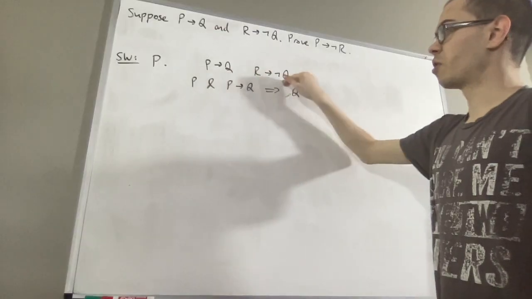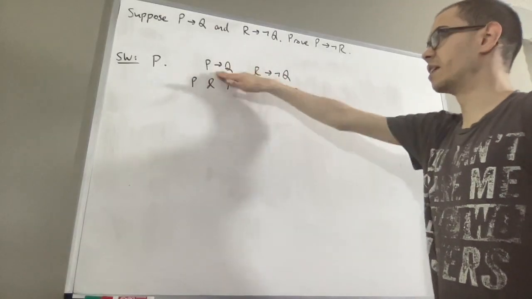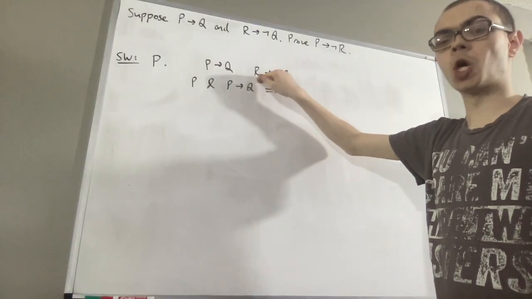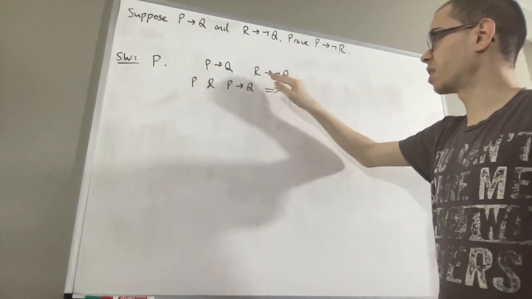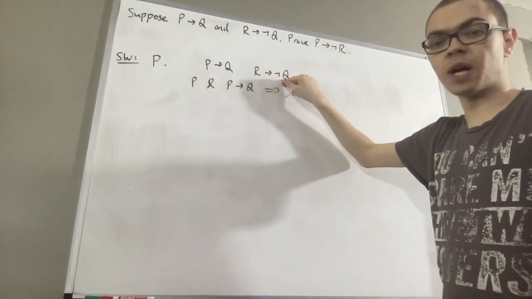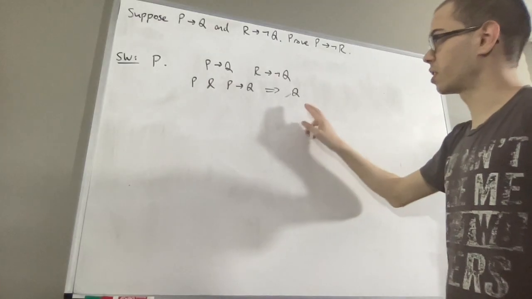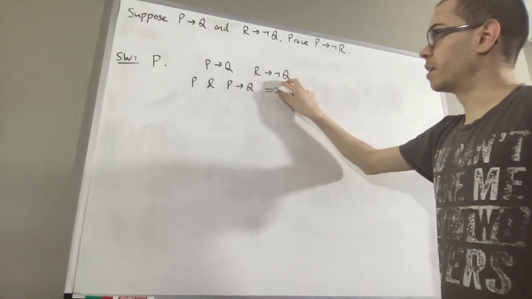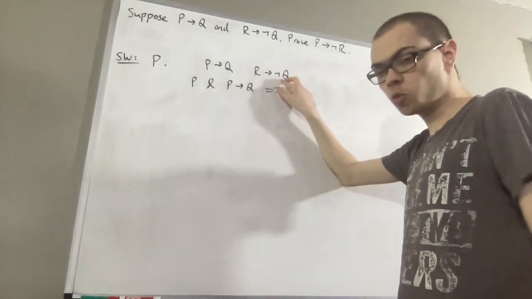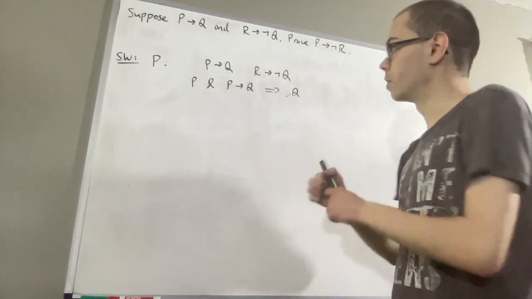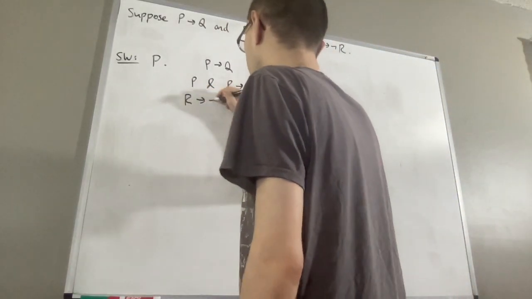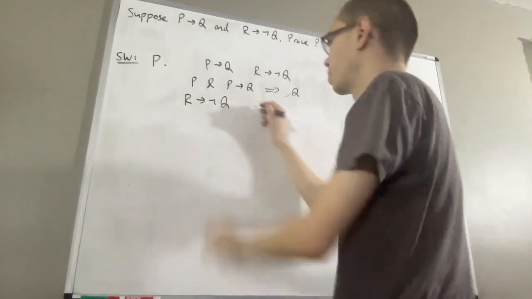None of our premises contain not R in it. We don't have anything that says not R. We do have something that says R, however. Now here's the thing. Remember, this statement is equivalent to its contrapositive. The contrapositive tells us if this statement is false, then this statement is false. Or in other words, if Q, then not R.